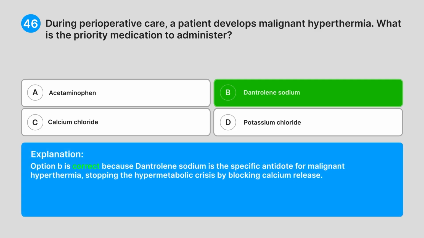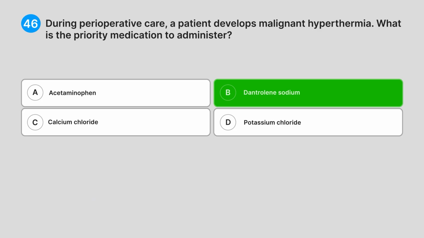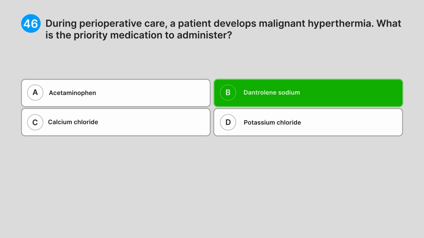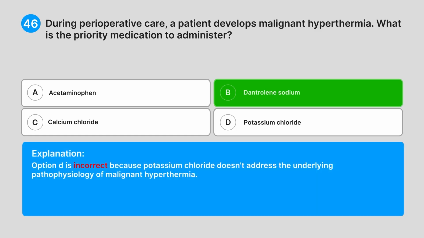Explanation. Option B is correct because dantrolene sodium is the specific antidote for malignant hypothermia, stopping the hypermetabolic crisis by blocking calcium release. Option A is incorrect because acetaminophen won't treat the life-threatening hypermetabolic state of malignant hypothermia. Option C is incorrect because calcium chloride would worsen the condition by increasing the calcium that triggers muscle contractions. Option D is incorrect because potassium chloride doesn't address the underlying pathophysiology of malignant hypothermia.